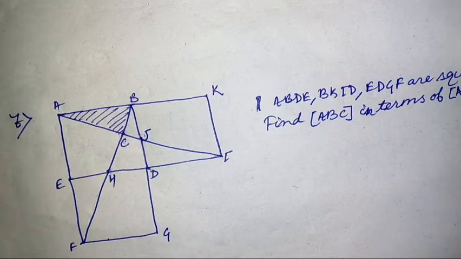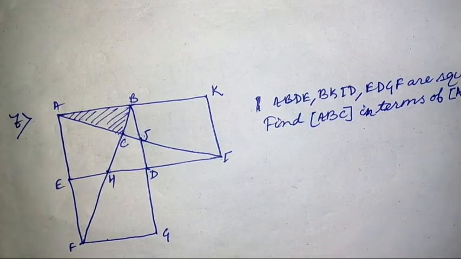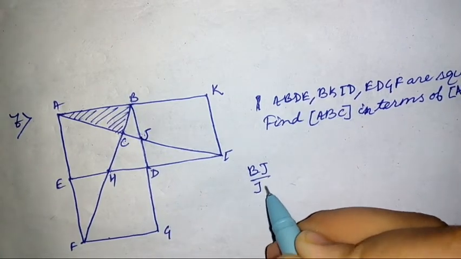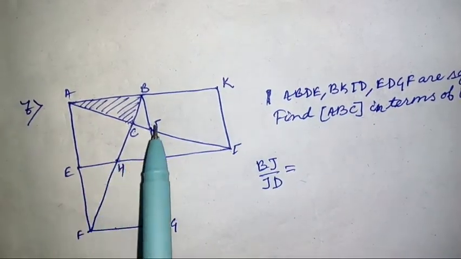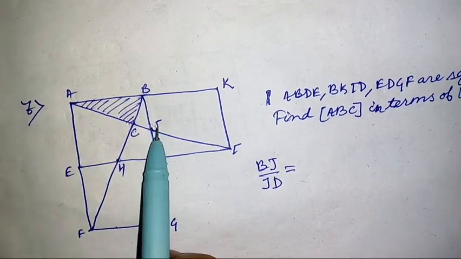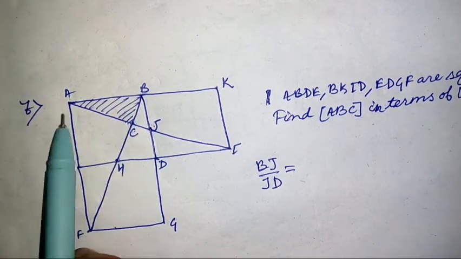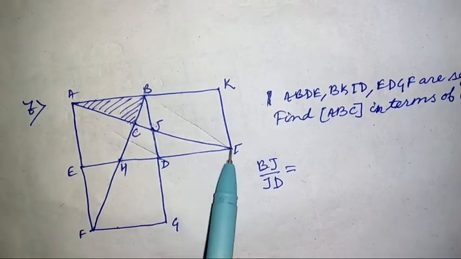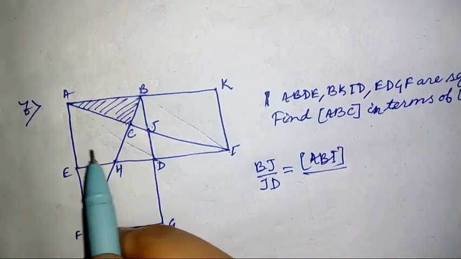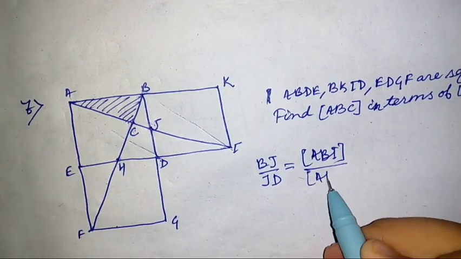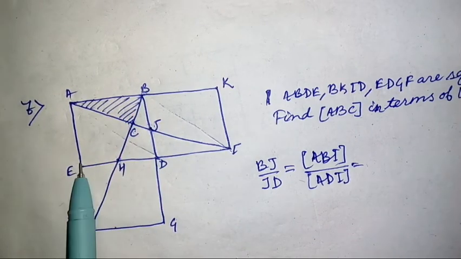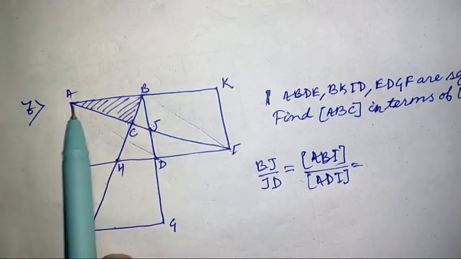So first of all, I have to locate the position of J. I will do this using the concept of length ratio. I have already discussed it in the previous video. So BJ by JD. BJ by JD can be written as, see, it is defined by this line, right? So BJ by JD can be defined as ABI by ADI. Now ABI, see, this is the base and this is on the same parallel, so half of the area of ABDE, this square's half.